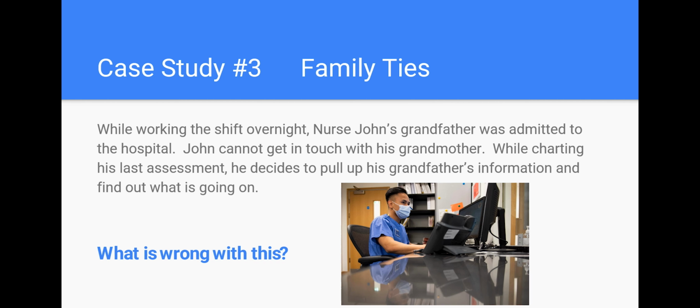The third case study is as follows. While working the shift overnight, Nurse John's grandfather was admitted to the hospital. John cannot get in touch with his grandmother. He's very worried at this point. So while charting his last assessment, he decides to go into the record of his grandfather and find out what is going on. What do you think is wrong with this?